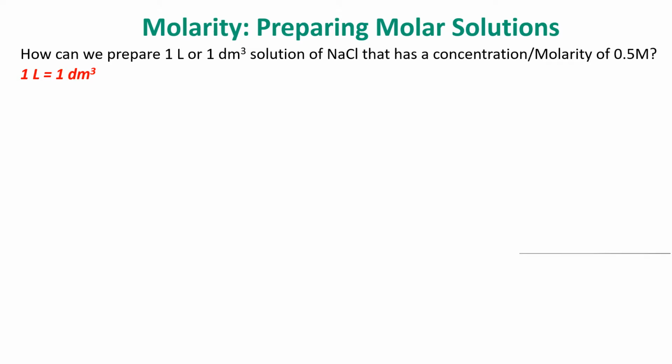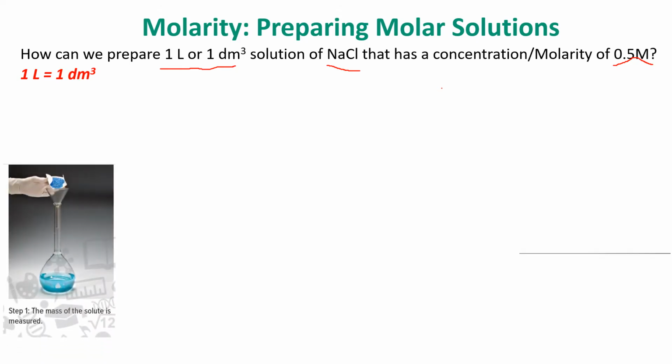Now that we have learned how to calculate the molarity using the equation, we can learn how we can prepare a molar solution with a certain molarity. So, how can we prepare a 1 liter or 1 decimeter cube solution of NaCl that has a concentration or molarity of 0.5 molar? So how can we do that? So the first step that we need to do is to calculate the mass of the solute or measure it, all right? Because we don't have a balance for moles, we have a balance for mass.